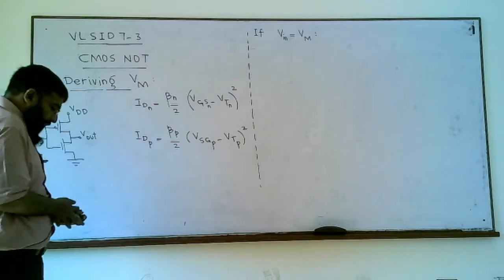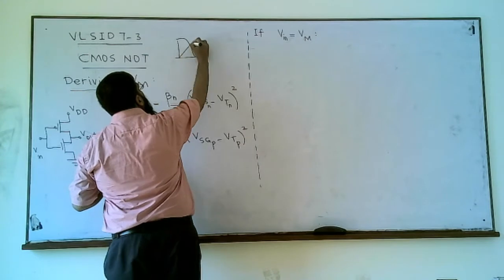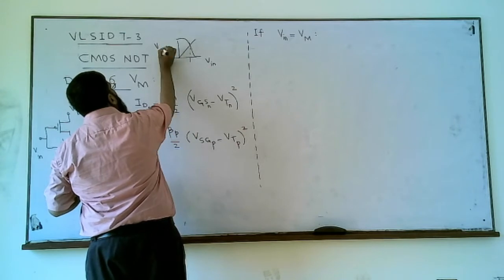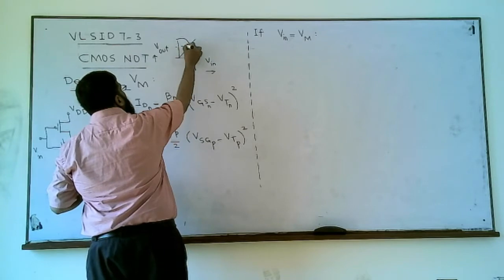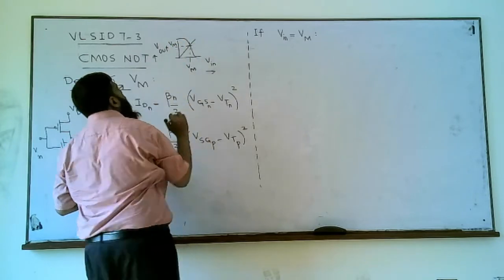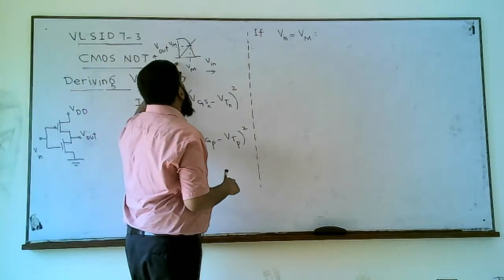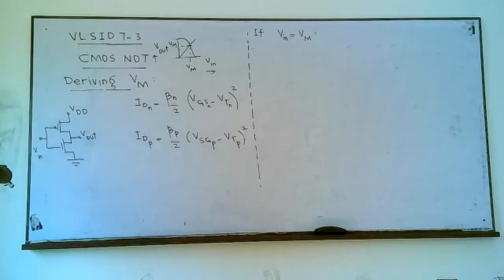In our last lecture we studied that VM is the voltage on the VTC curve where V in and V out are equal, or it's actually the intersection of the M is equal to one line and the VTC curve. So how would you draw this? How would you calculate a mathematical expression for VM?